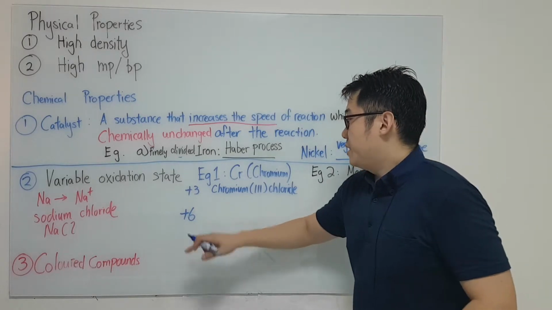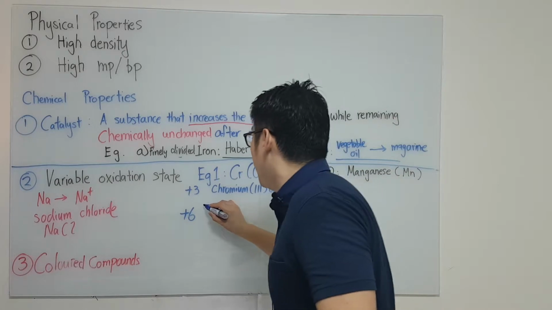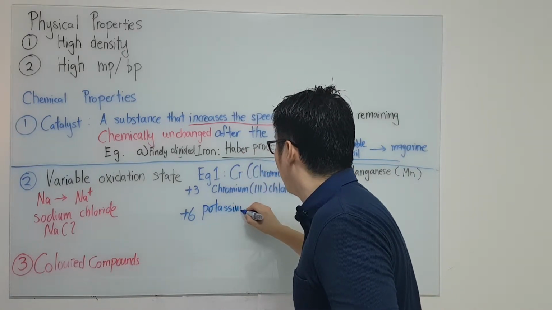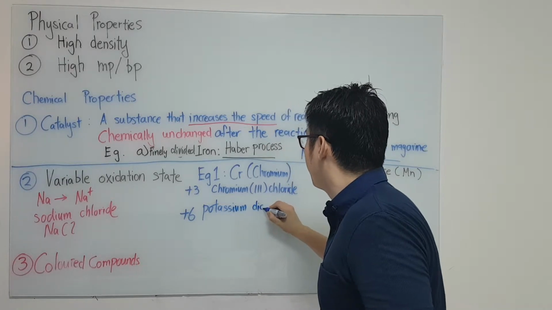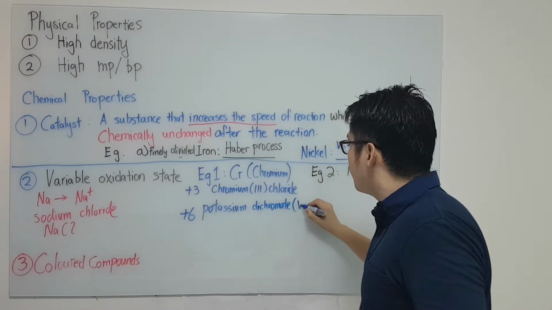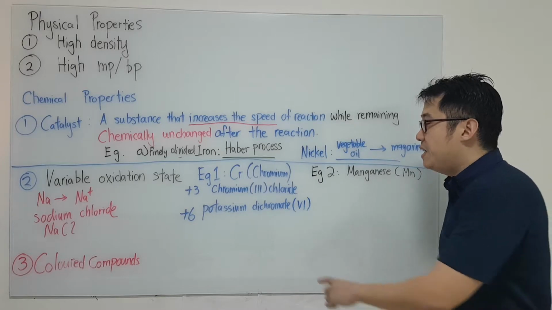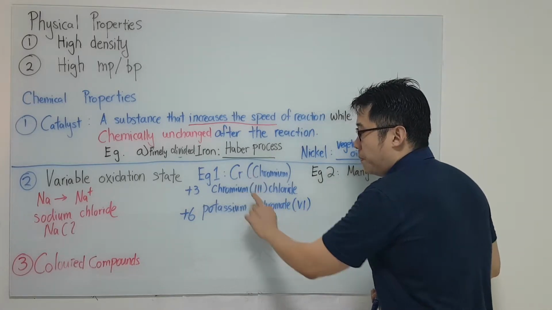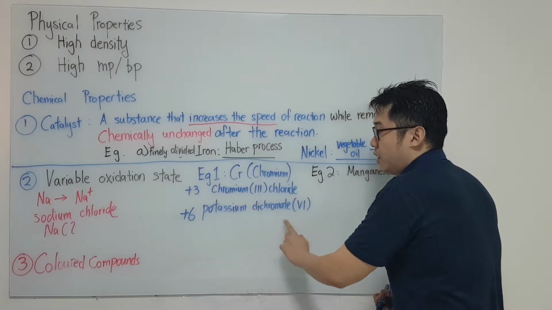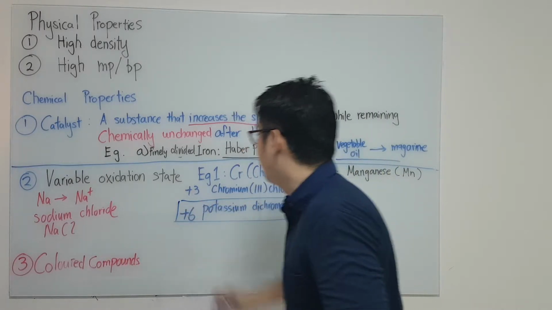So, next, as a form of +6, chromium comes out in the form of potassium dichromate(VI). What is interesting to know is that in this case, your chromium appears in the behind instead of the front. Let me just zoom in more on this one.